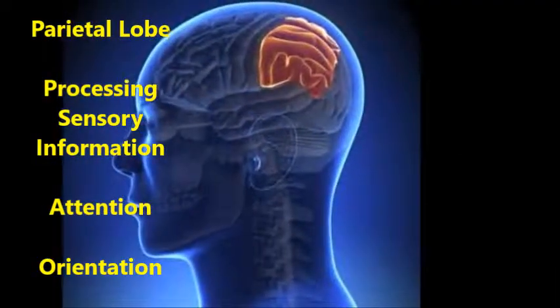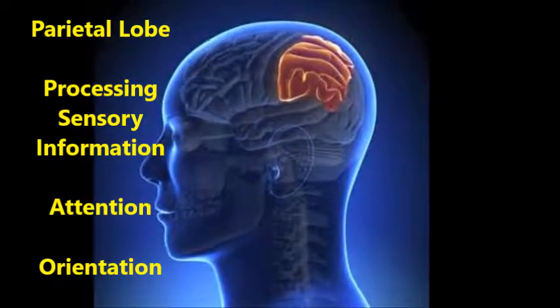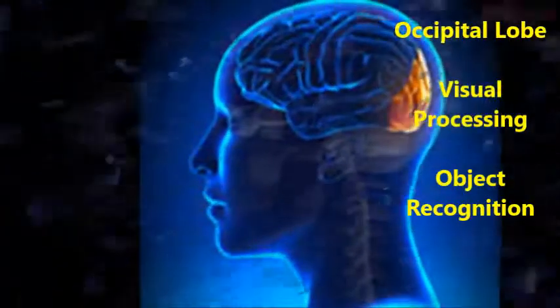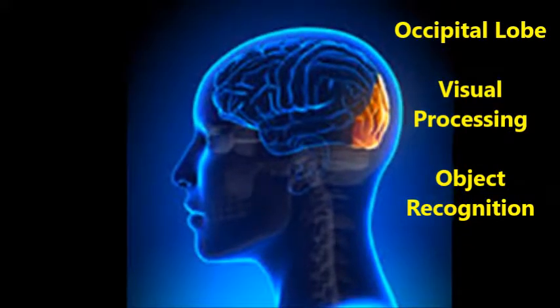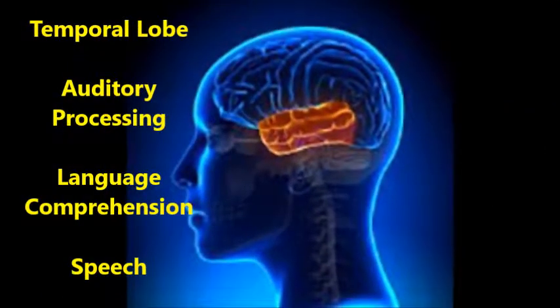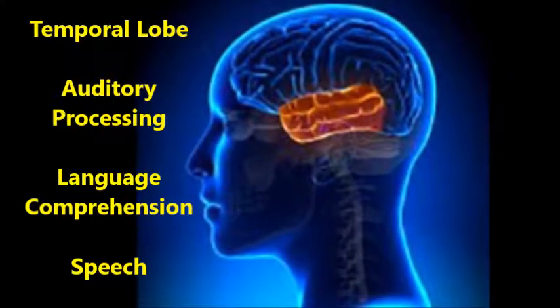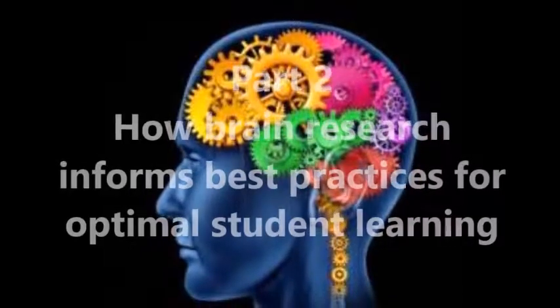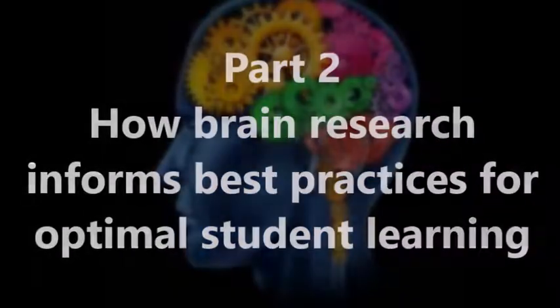The parietal lobe is responsible for processing sensory information, which allows us to pay attention to our surroundings and orient ourselves in our environment. The occipital lobe is responsible for visual processing and object recognition. The temporal lobe is responsible for auditory processing, language comprehension, and speech, which makes it an integral part of the communication process. Part 2. How brain research informs best practices for optimal student learning.